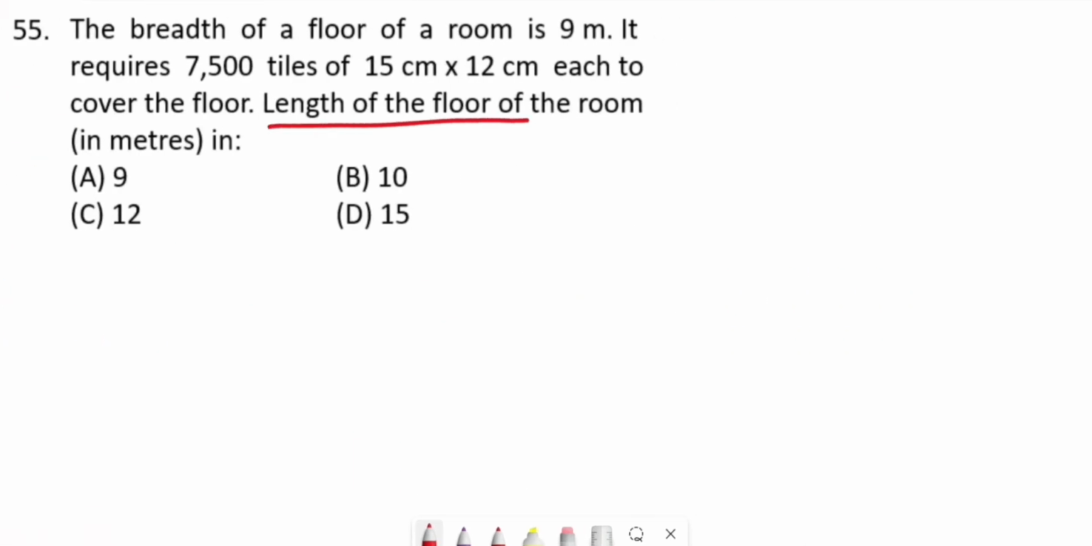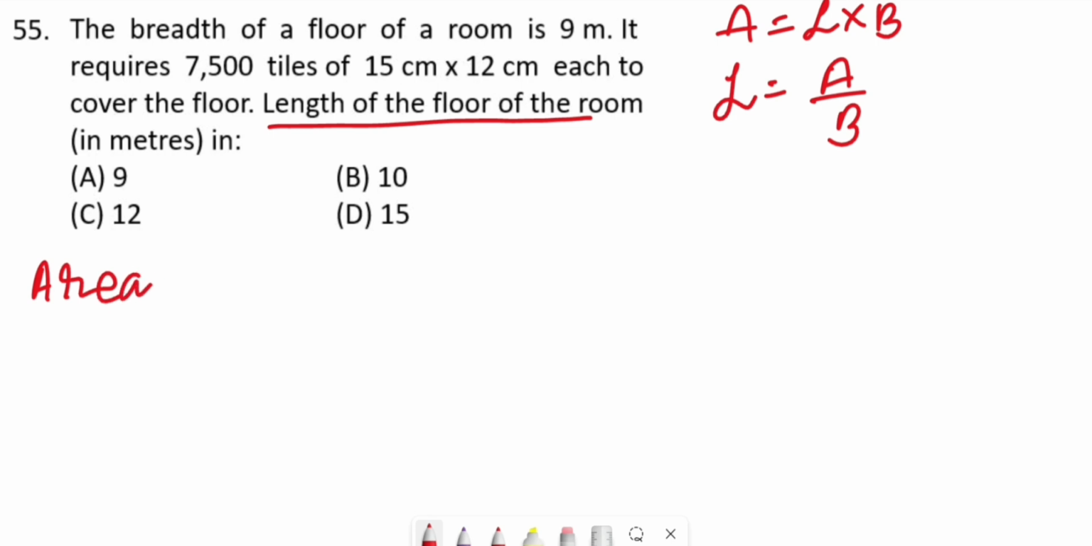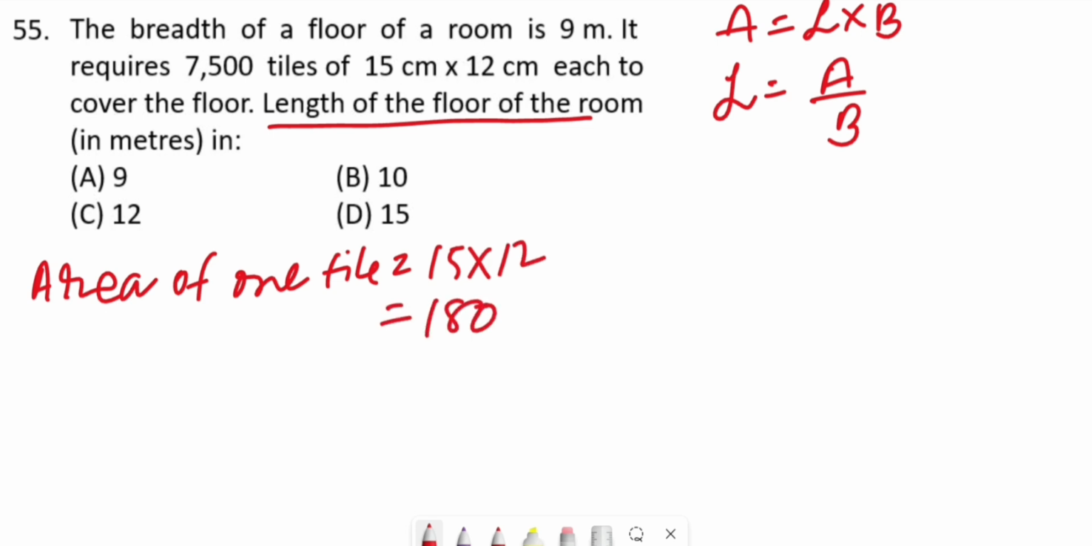Here in this question, we have to find out the length of the floor of the room in meter. So as you know, the formula of area is equal to length into breadth. So length is equal to area divided by breadth. So here breadth of the room is given. So we have to find out the area. Okay, let us say area of one tile is equal to 15 into 12, that is 180 centimeter square.